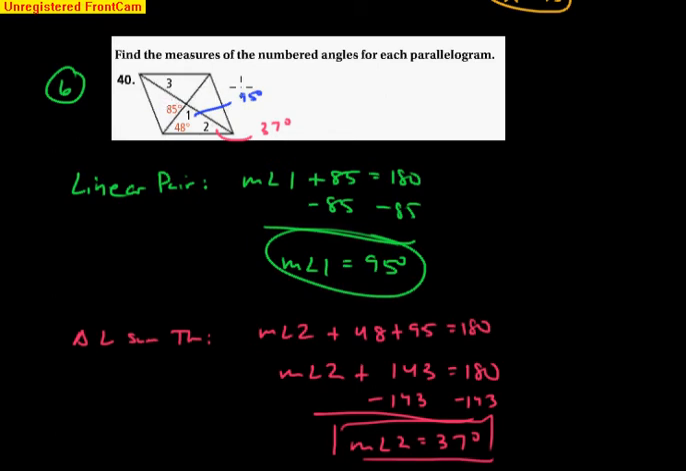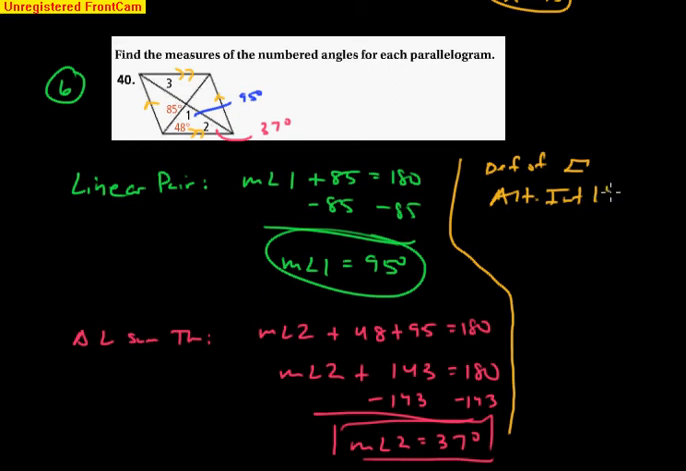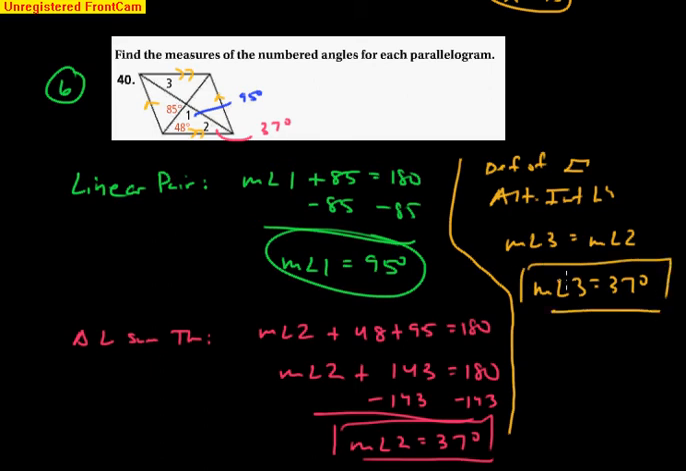And now lastly, how do we find angle 3? Well, we have to use the definition of a parallelogram, which says that we have parallel sides. And if lines are parallel, angle 2 and angle 3 are alternate interior angles, and they are congruent. So the measure of angle 3 is exactly what the measure of angle 2 is, which is 37 degrees. And there's the 3 angles in this parallelogram.